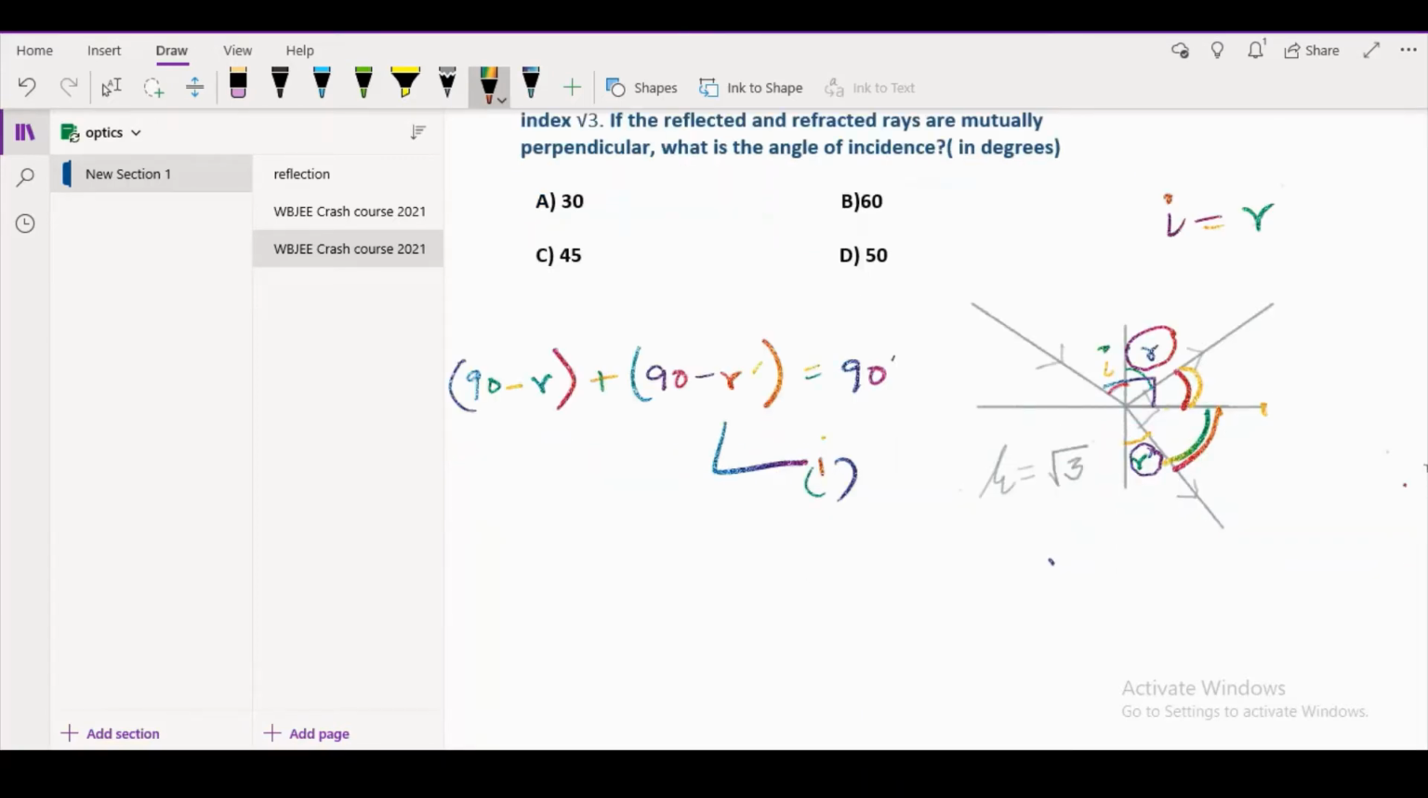Now simplifying equation 1, we can write r dash is equal to 90 minus r. Now we already know the laws of reflection, that is angle of incidence equals angle of reflection. So r dash can also be written as 90 minus angle of incidence.